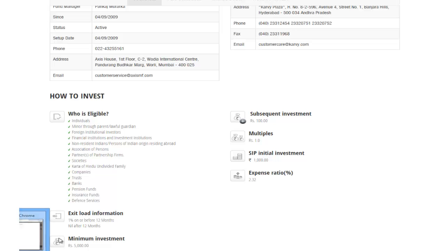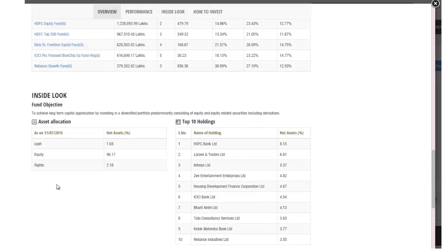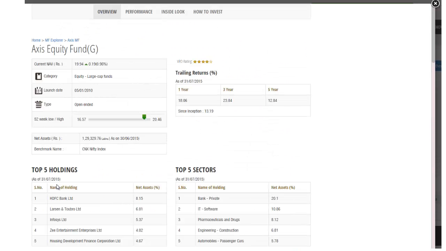The minimum investment that you need to make in this fund is 5,000 rupees. The exit load will be 1% if you try to take out your money before 12 months of investing. The minimum investment in SIP that you need to make is 1,000 rupees. So it also tells you what is the eligibility. That means who is eligible to invest in these funds. So this is what you need to review before you invest in this Axis Equity Fund. If you are happy with it, then you can go ahead and invest.